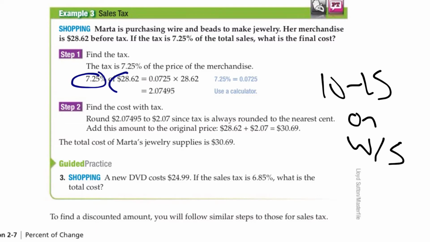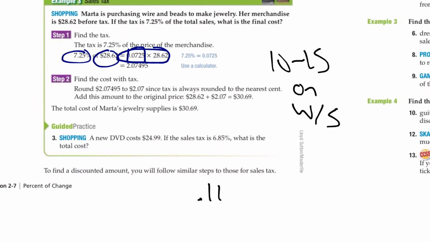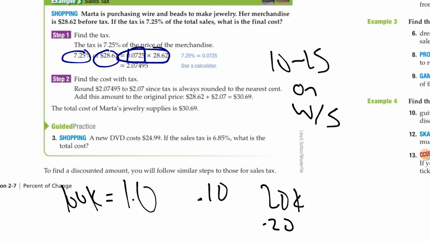7.25% of $28.62. So it's the percentage of the total amount. Notice though it's just $28.62, but look how they multiply it by 0.0725. What the heck? Why is it 0.0725? Well, I like to reference it for money. If I have 10 cents, that's 0.10, right? If I have 20 cents, that is 0.20. Why is it 0.20 though? Because I need 100 cents to get 1.0, which is $1.